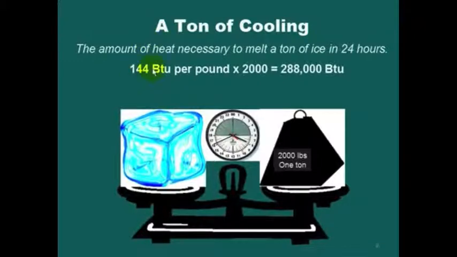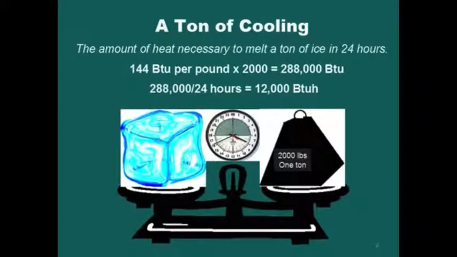So if we have 144 BTUs per pound and we have 2,000 pounds, a ton of air conditioning, and a lot of people in your office may not even know that, is 288,000 BTUs per day. Now, there's 24 hours in a day, so divide that 288 by 24 and you're going to get 12,000 BTUs per hour. That's typically the way it's stated in our industry, and it's a nominal value.